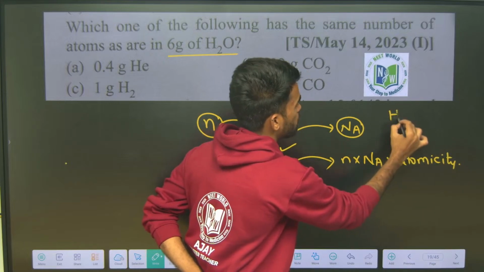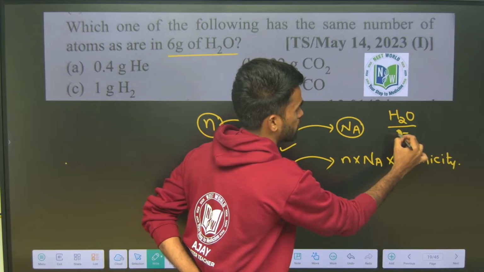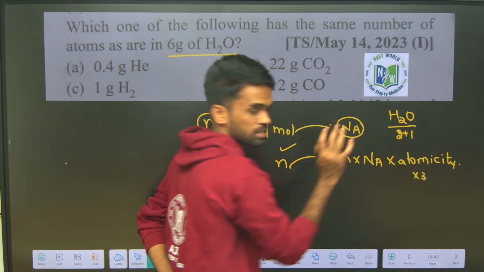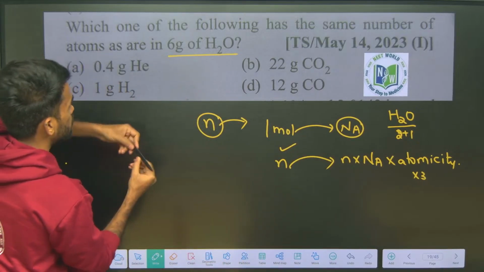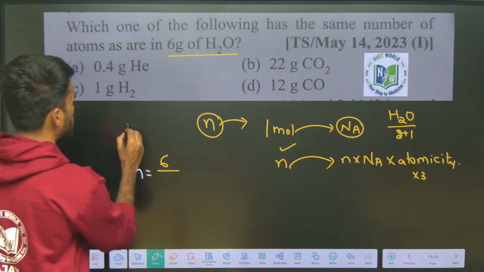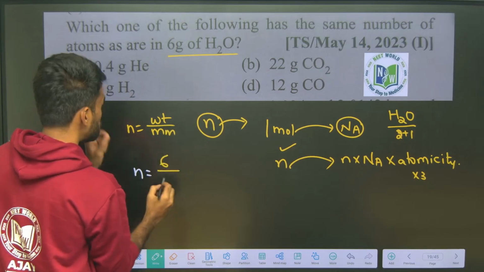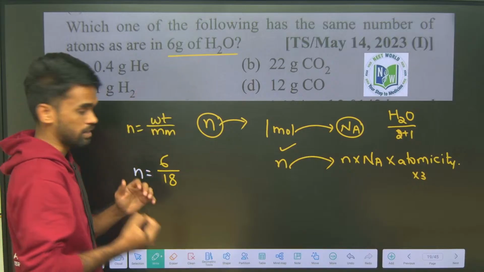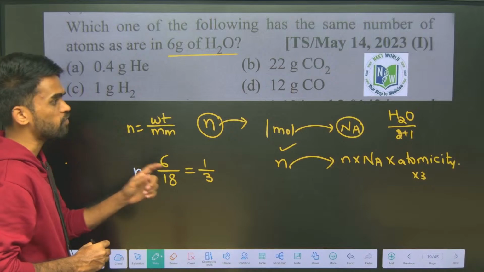In a water molecule, how many atoms are there? 2 plus 1, so a total of 3 atoms. So take atomicity as 3. That's it. Look here: first, the number of moles of water is the given weight, 6 grams, divided by the molar mass of water. How much is it? 18 for the water molecule. So it will be 1 by 3 mole. So we got 1/3 moles.